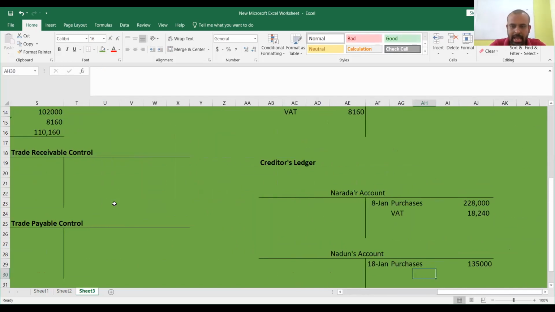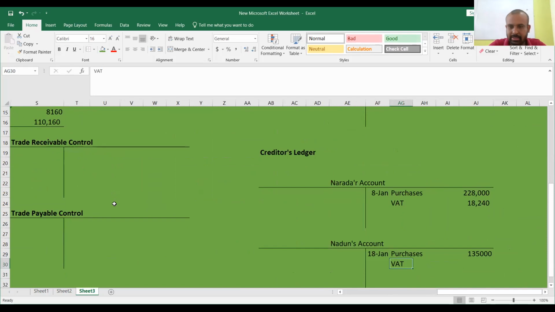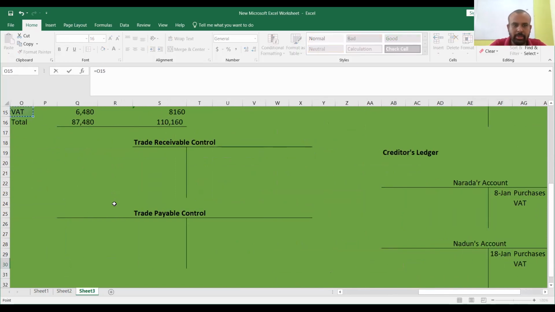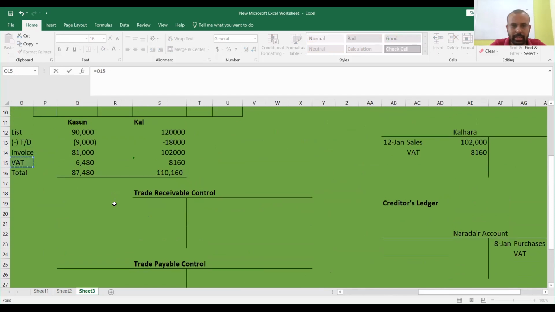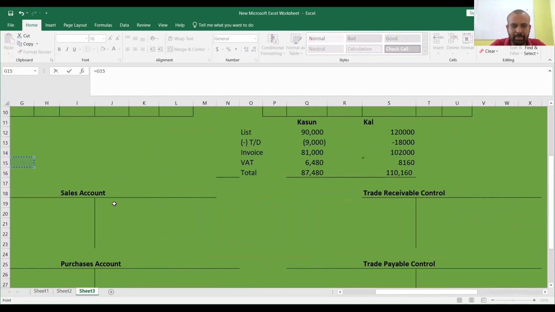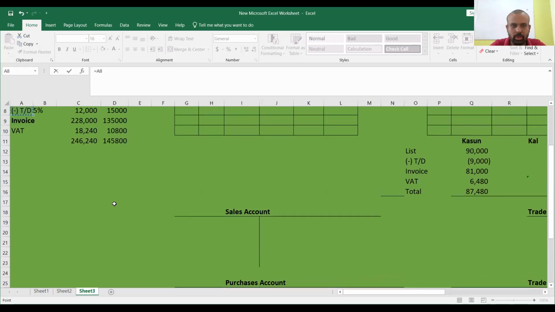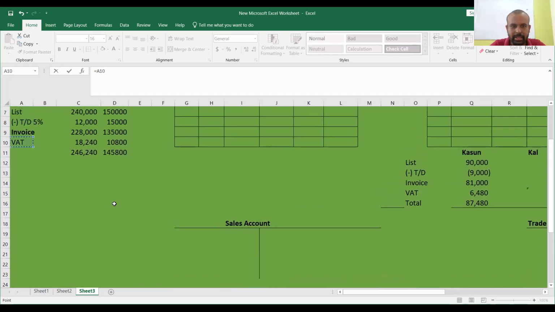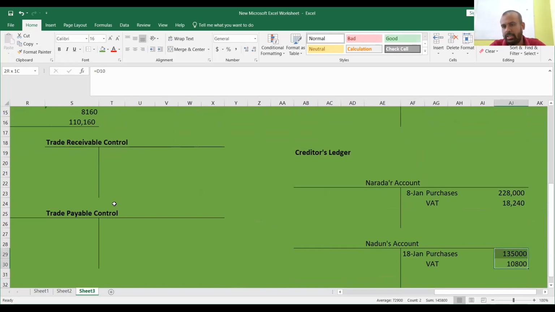135,000 and the value added tax, supplier. එතකොට පුතා supplier ගේ account එක නදුන් ගේ account එකට අපි දෙකම credit කරනවානේ. Purchase amount and the value added tax both need to be credited. 135,000 then 10,800. Good, right? Okay, what do you do next?